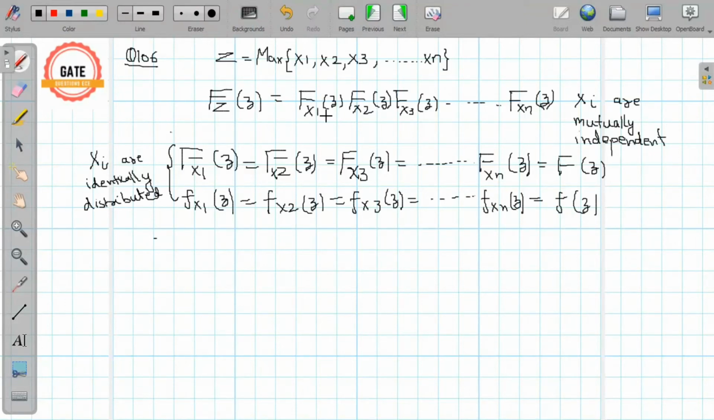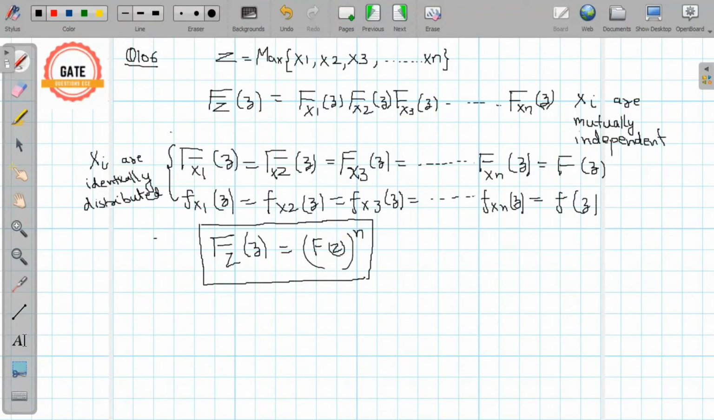So in this expression, in place of each of these CDFs, we can write capital F of Z. So the result will be modified to this expression: the CDF of Z will be equal to F of z raised to power n. This is the result for the CDF of Z in case of i.i.d. What is i.i.d.? That they are independent and identically distributed. If all random variables are independent and identically distributed, then this is the result for the CDF of Z.